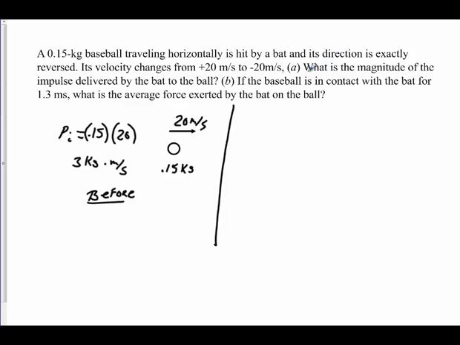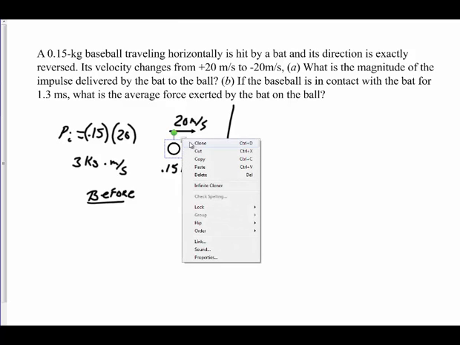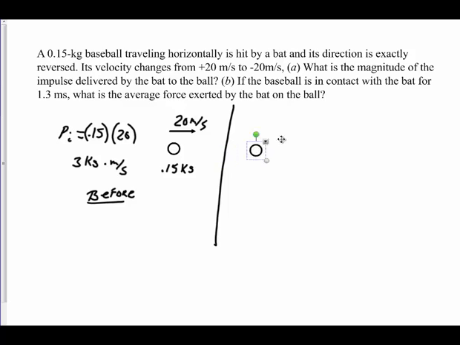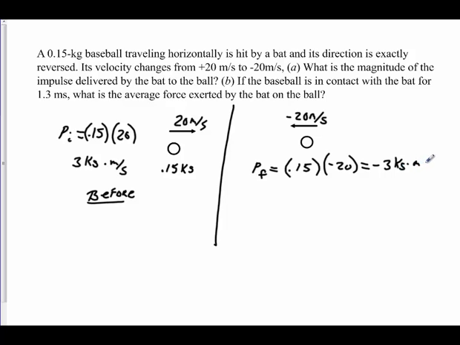Okay, now it's hit by a bat. Now the baseball is going to reverse itself. So let's grab this baseball and move one over here. Now the baseball is going back in the opposite direction, and since it's going the opposite direction, we're going to make it minus 20. Again, you need to set up some type of axis system so you can be consistent about this. So p_f here is going to be the mass of the baseball multiplied by negative 20, and when I do that, I'm going to get negative 3 kilograms times meters per second.